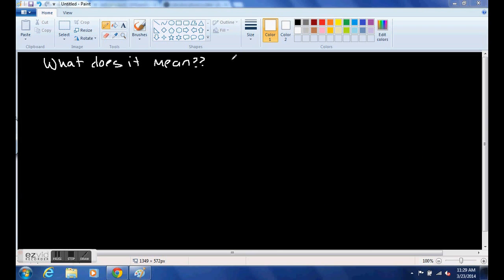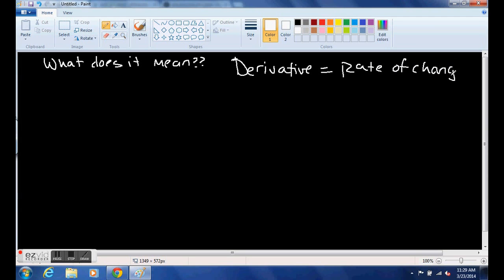So a derivative, the definition of a derivative that may be slowly sticking with you is that it is a rate of change. So the derivative is a rate of change. And here's the most easy to understand example in my opinion.